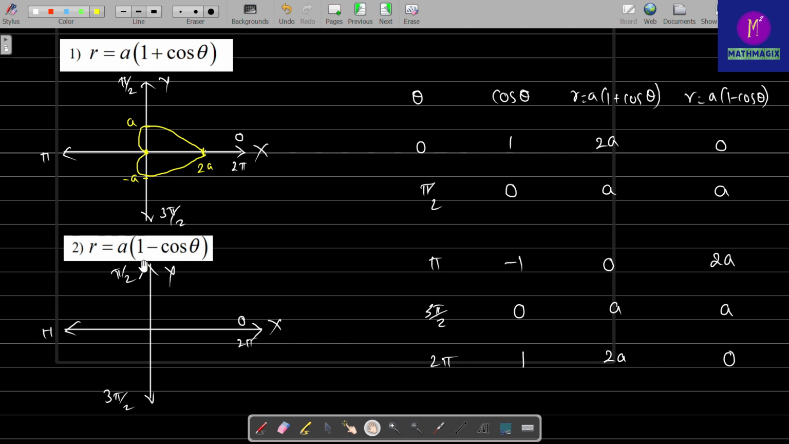Same way, let us draw the diagram for r equals a into 1 minus cos theta. So whenever angle is 0, we're getting radius 0. So this is the 0 point or origin, you can say. Similarly, when theta is pi by 2, r is a. So this is a. Whenever theta is pi, r is 2a. Whenever theta is 3 pi by 2, r is a. Basically this is minus a, but the radius is positive. And whenever theta is 2 pi, r is 0 again. So we'll have the diagram in this way. So this is a nice heart-shaped diagram and it is called a cardioid.